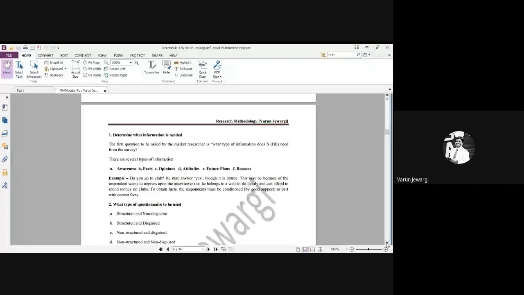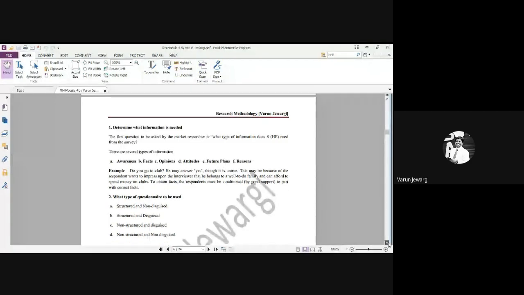What is that information we require? So the first part. Is that clear, students? The researcher should understand what information is required. That's one. Now, what type of questions to be used? Coming to this in detail, what type of questions to be used?